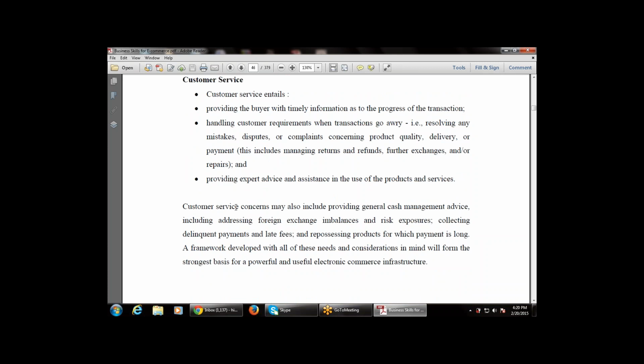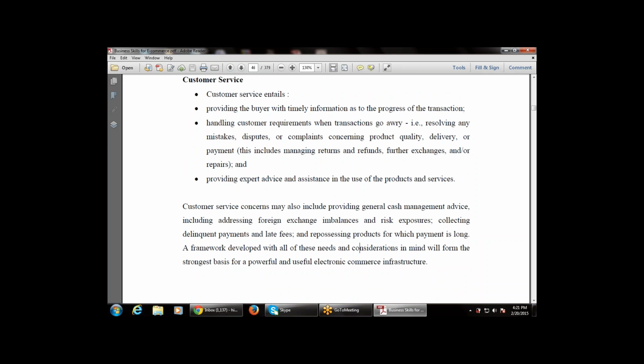Customer services is one of the important frameworks, or one of the important methods that is used. This is a framework developed with all the needs and considerations in mind. Before developing the framework for e-commerce, all these activities and their functions must be kept in mind.